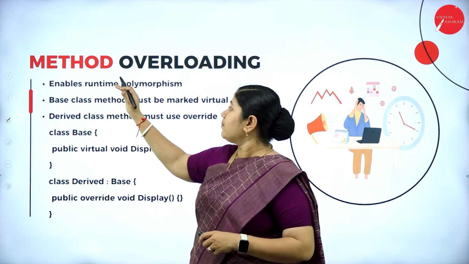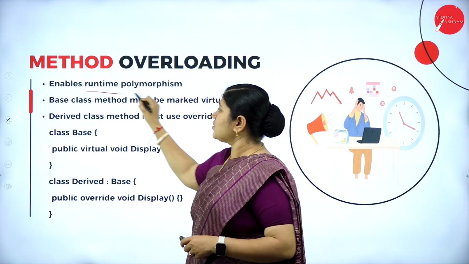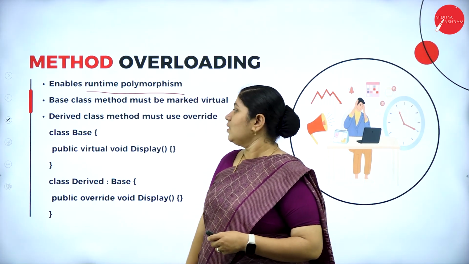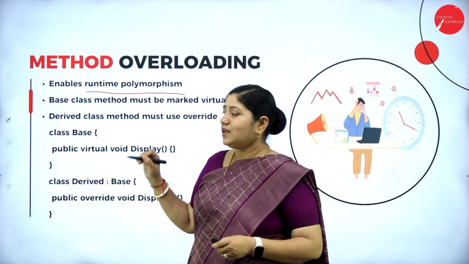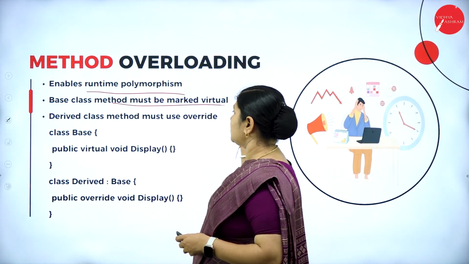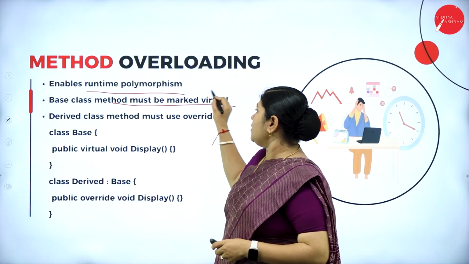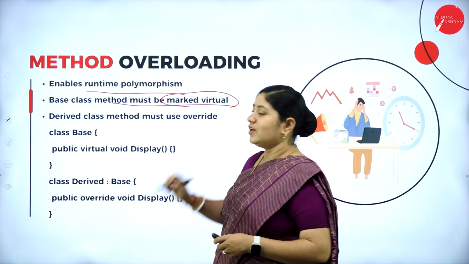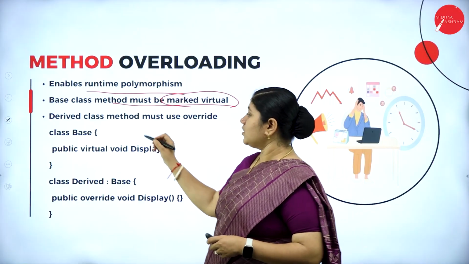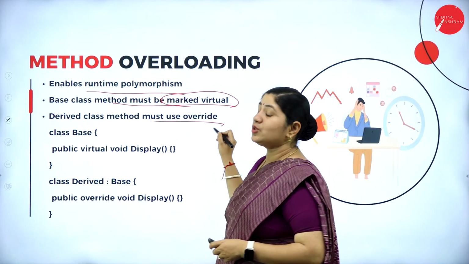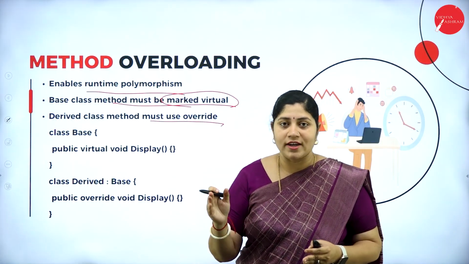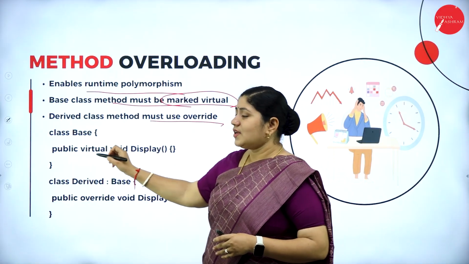Like this, method overriding enables runtime polymorphism. Yes, correct, we know this, right? Also, the base class method must be marked virtual. Please note here, it should be marked virtual. Now, the derived class method must use override. Alright. Now, let's see an example.